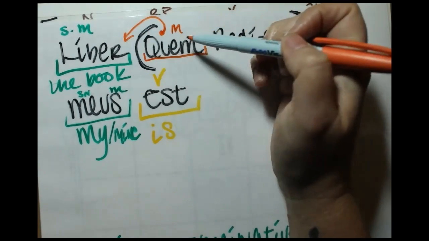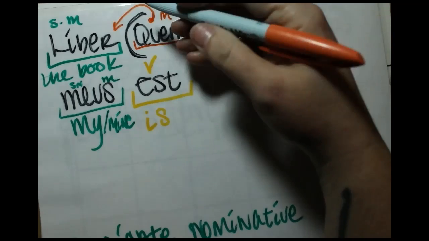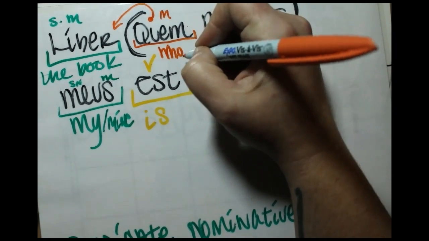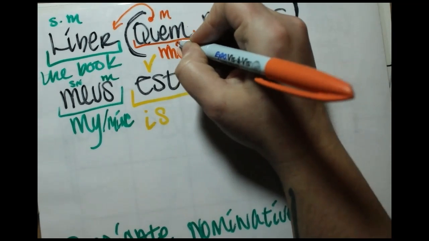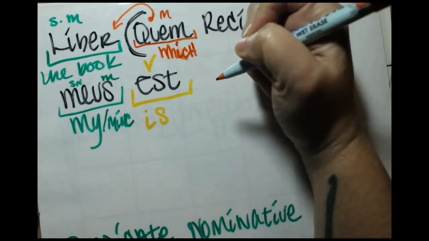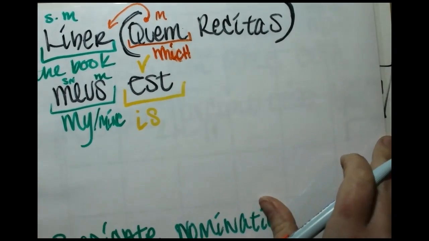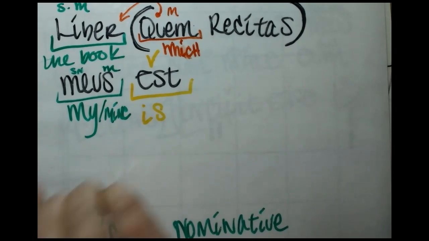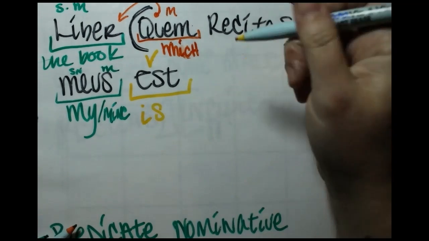and number, singular, singular. So what is the relative pronoun? It's going to be who or which. This is not a person, so it's not going to be a who, it's going to be a which. It's an inanimate object. So there's quem. And then we have recitas, a verb.